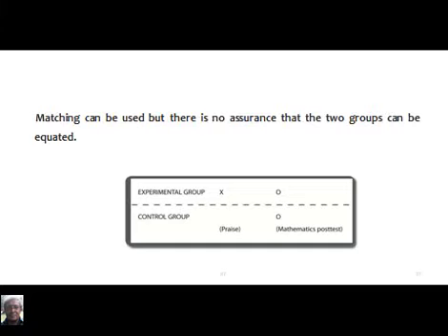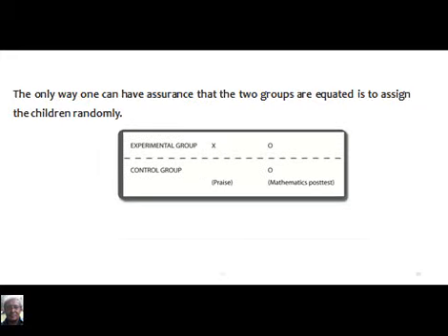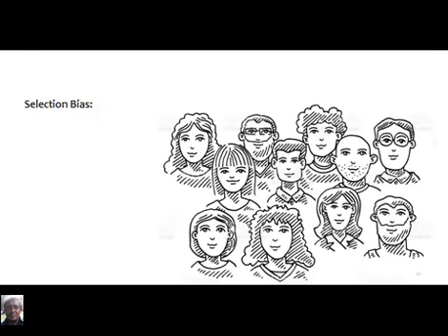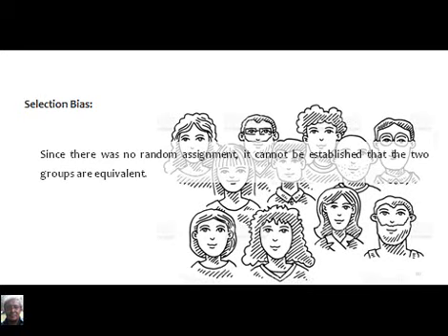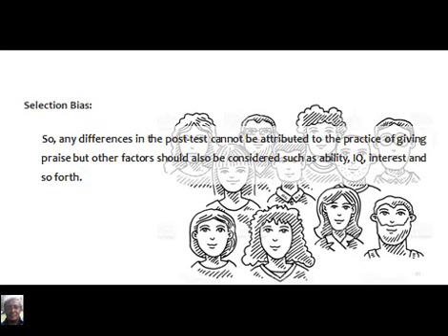Hence, the two groups are non-equivalent. Matching can be used, but there is no assurance that the two groups can be equated. The only way one can have assurance that the two groups are equated is to assign the children randomly. Selection bias. Since there was no random assignment, it cannot be established that the two groups are equivalent. So, any differences in the post-test cannot be attributed to the practice of giving praise, but other factors should also be considered such as ability, IQ, interest and so forth.